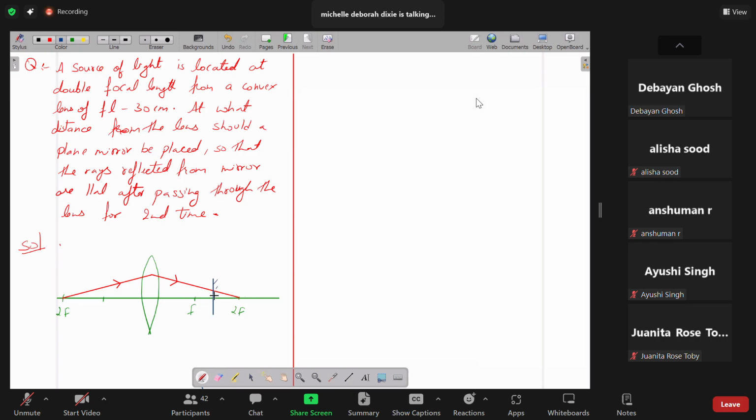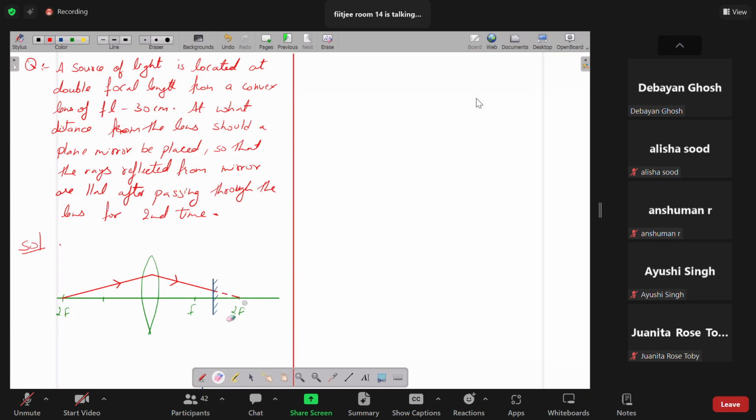Then why not add 2f? Because if I put it at 2f, the rays will take a path. But if I put it between f and 2f, then after refraction, this ray will pass through f, na? Reason? Because now this 2f will be the position of the virtual object.